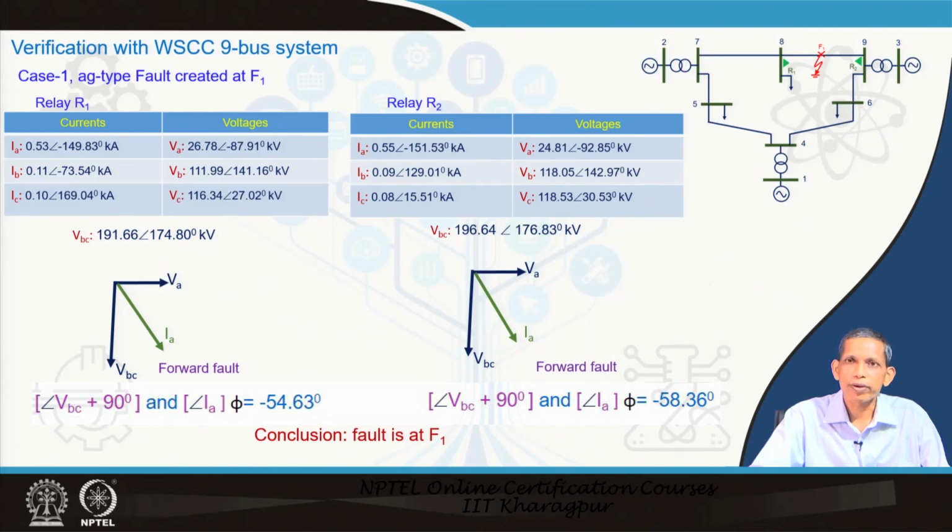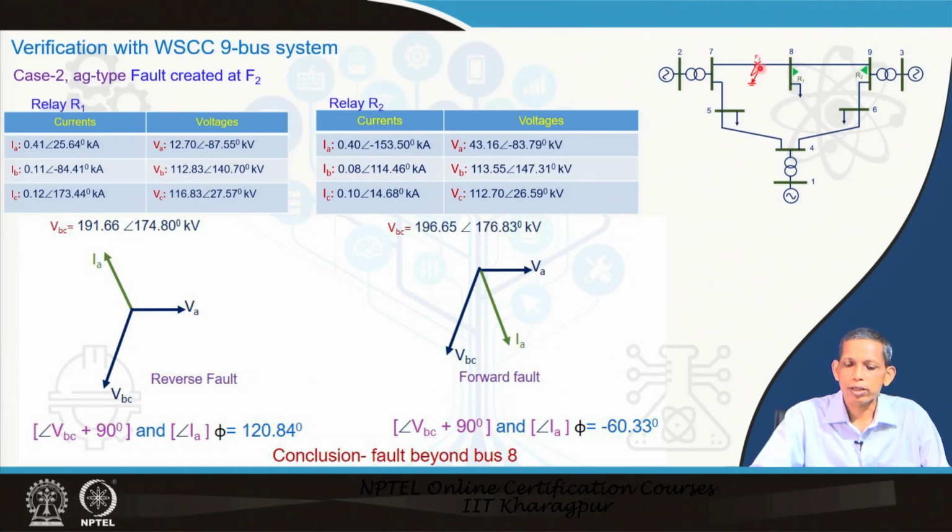They are able to identify the direction of fault properly. You can try with a simple phase based approach also. Now, I will go to the next fault at F2. As I already mentioned, for a fault at F2, relay R2 sees it in the forward direction, but relay R1 sees it in the reverse direction. Let us see how they see this through the calculation process.